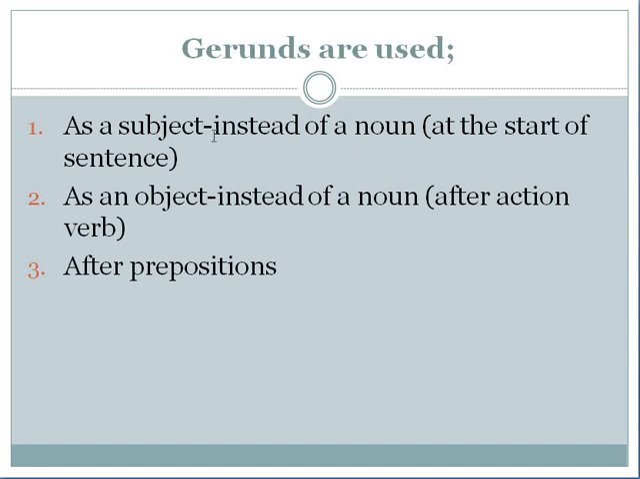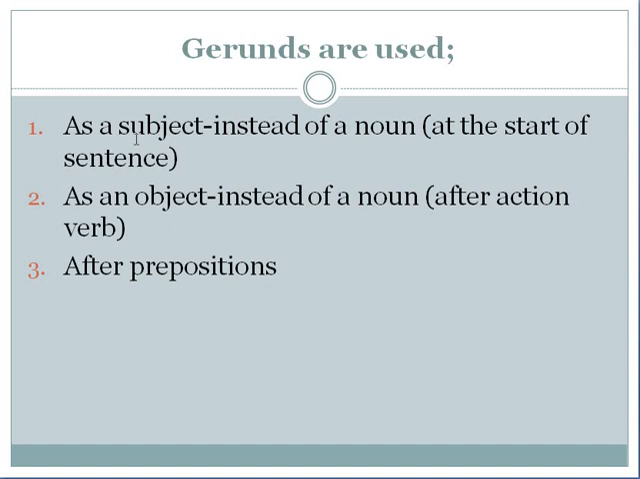The subject always comes at the start of a sentence. When gerunds are used as subject, it means the ing form of a verb is used at the start of a sentence. At the start of a sentence, that is called gerund. I'll give you the examples of this after some time in the next slides.